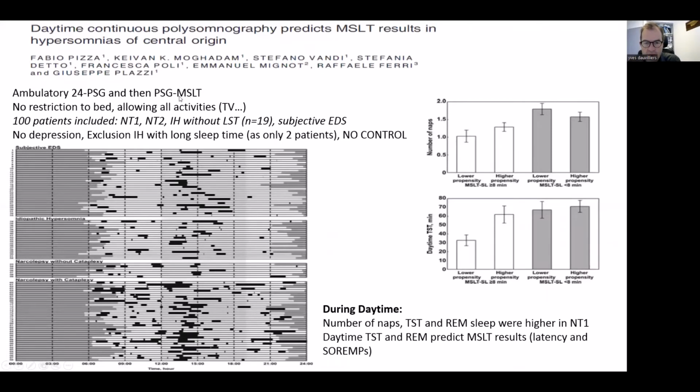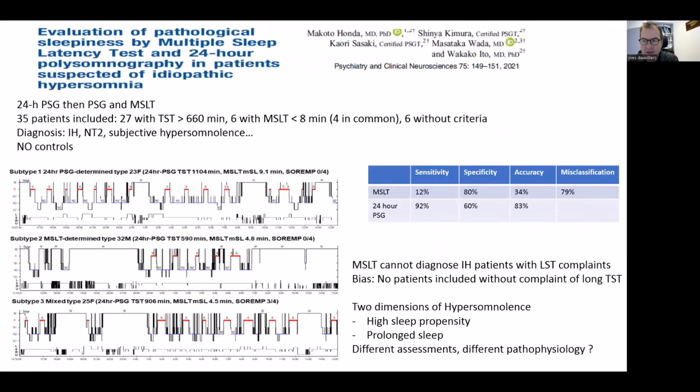My friends in the Bologna group performed ambulatory 24-hour polysomnography and then PSG and MSLT. But in this study, they excluded IH subjects with long sleep time because they were able to find just 2 patients affected with that, and there was no control. So it's very hard to use this protocol to define cutoffs and to assess IH with long sleep time. They were also excluded in a recent short paper from Japan.